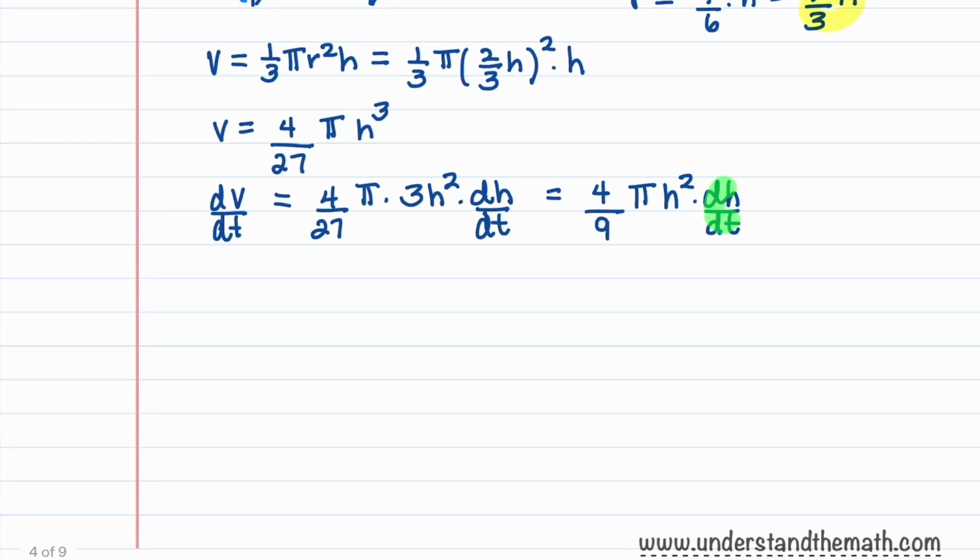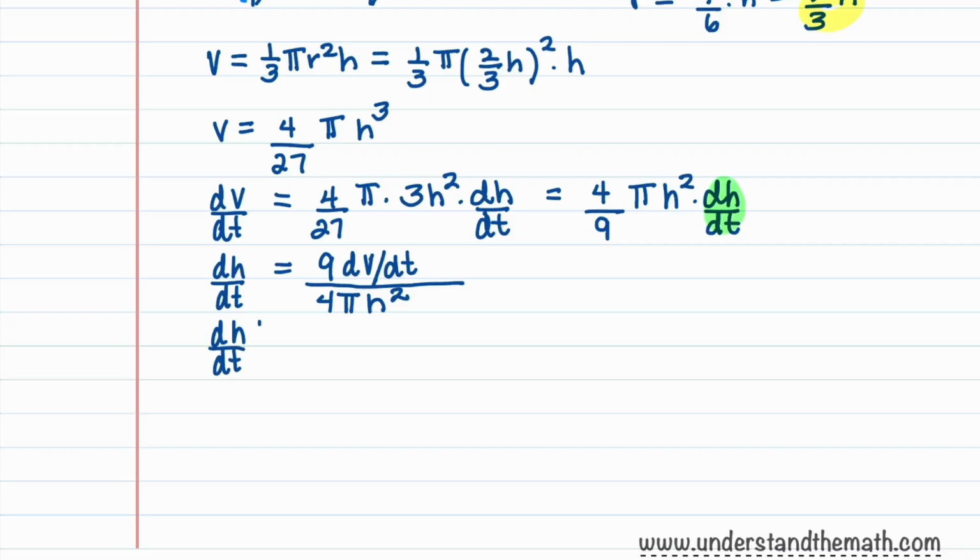So I am going to go ahead and highlight dh/dt. That's what we want to solve for. So we can say that dh/dt is going to be 9 times dV/dt, all divided by 4 pi h squared. We want to find the rate of change of the height when our height is 2 meters.